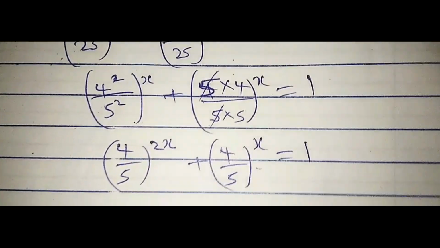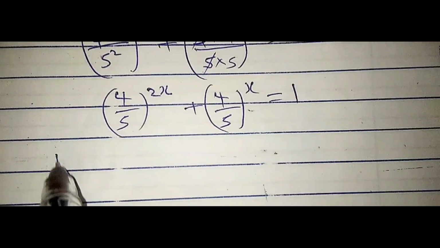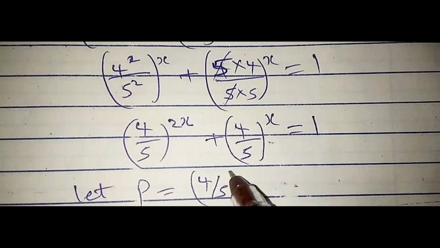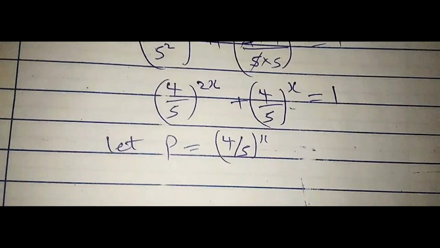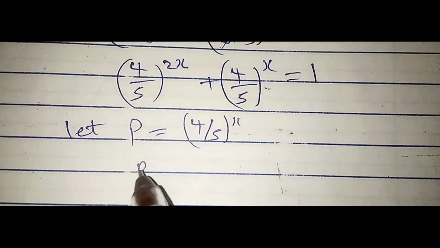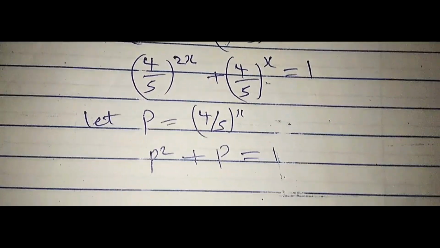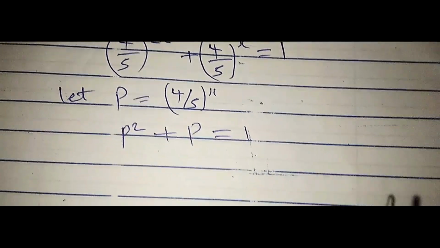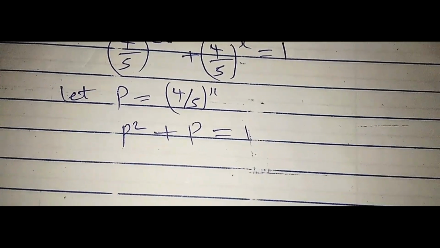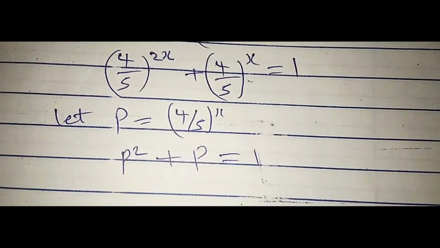Now the next thing we see is that at this point we can further simplify this by saying let p be equal to 4 over 5 raised to power x. If that happens, this will become p squared plus p is equal to 1. Because this is not factorizable, we are going to make use of the formula method of the quadratic equation.